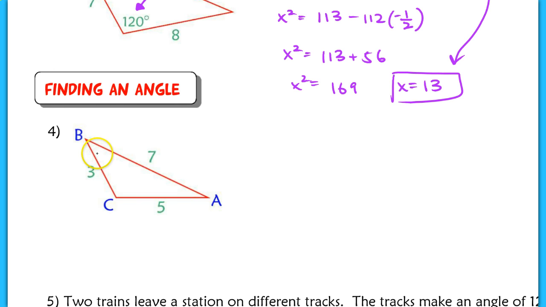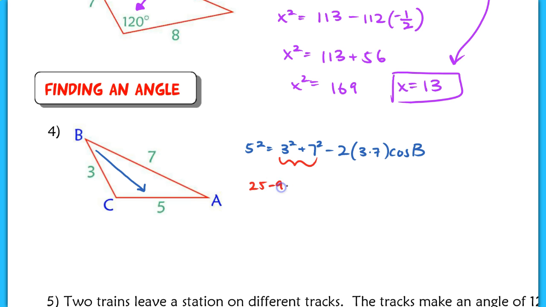Now I would use the side that's opposite angle B here. I would use that 5, and I would set up 5 squared is equal to the sum of the other two squares, so 3 squared plus 7 squared, minus 2 times the product of those two, so 3 times 7, times the cosine of B, that's the angle we're looking for. So if I want to solve for B here, I need to subtract 3 squared and 7 squared. So I end up with 25 minus 9 minus 49. And then I have to divide out this term here to get the cosine of B. So divide out negative 2 times 21, and that'll isolate the cosine of B.